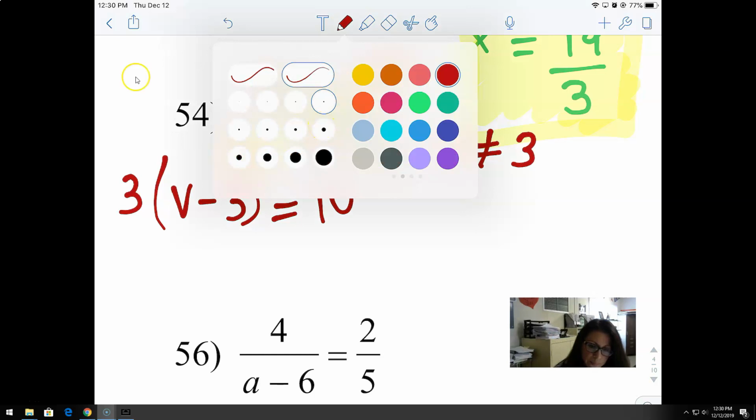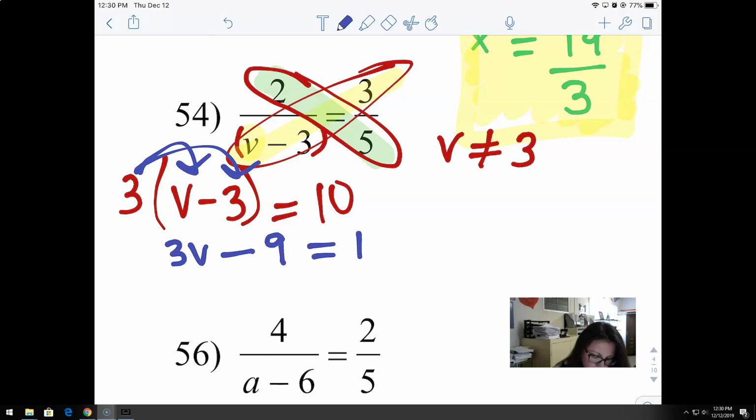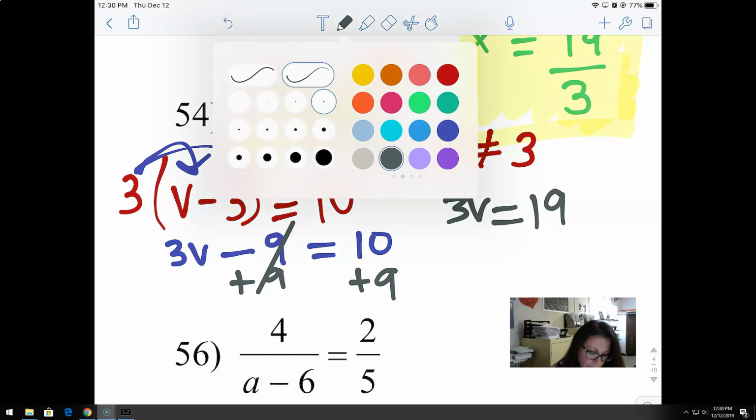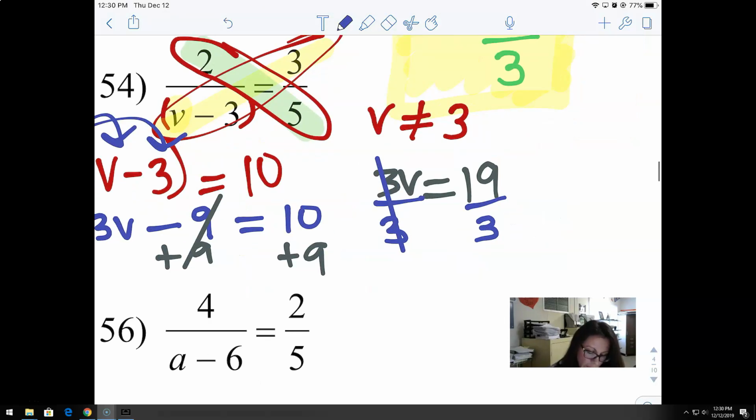So now we distribute. Hey, where did my screen go? There it is. All right, so I'm going to distribute. 3 times v is 3v. 3 times a negative 3 is a negative 9, which equals 10. Now I'm going to go ahead and solve for v by isolating the term that contains the variable. So I'm going to add 9 to both sides. So I'm left with 3v equals 10 plus 9, which is 19. And don't be afraid if you get a fraction as an answer. It's okay. So we get v equals 19 over 3.